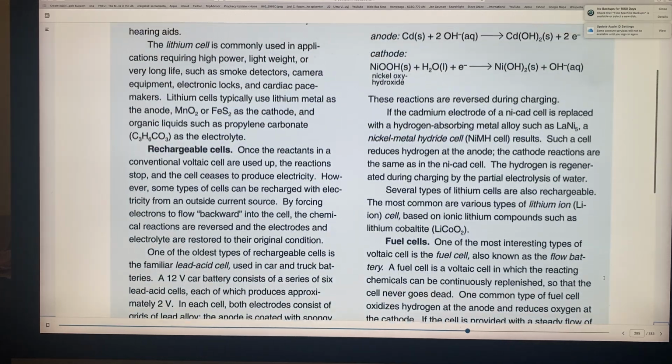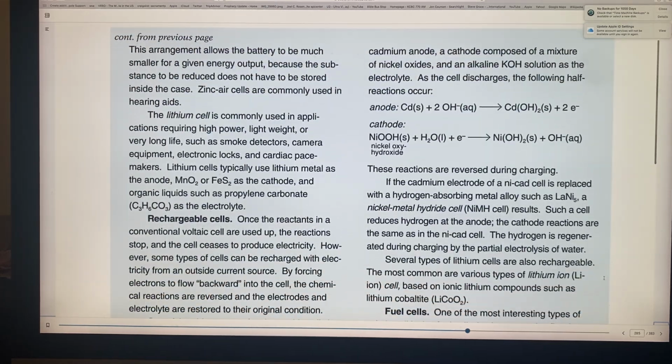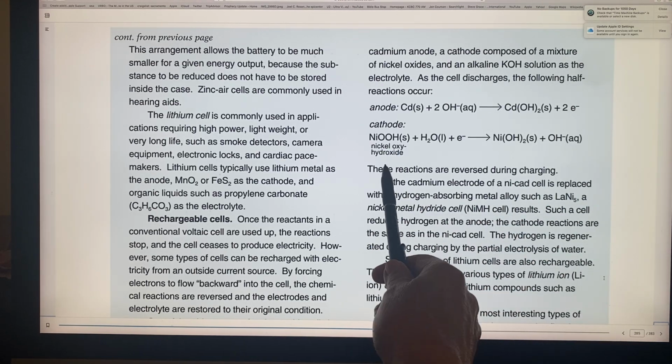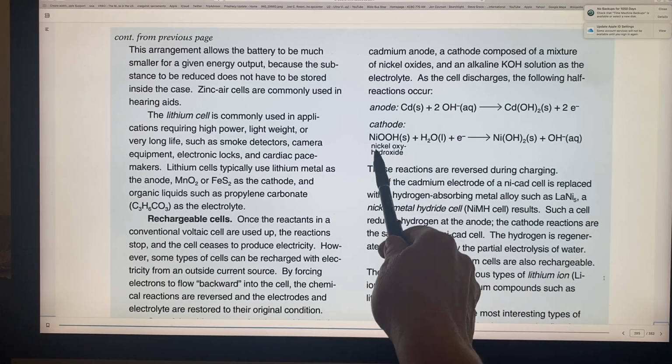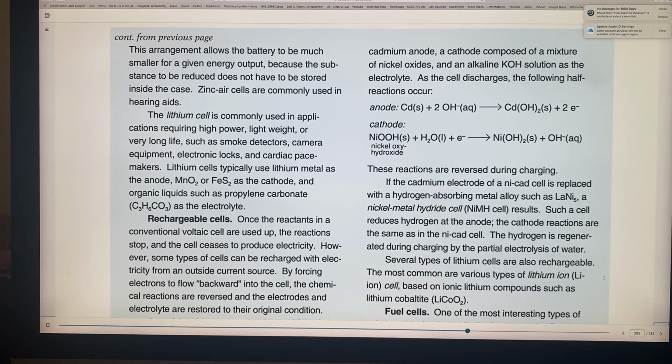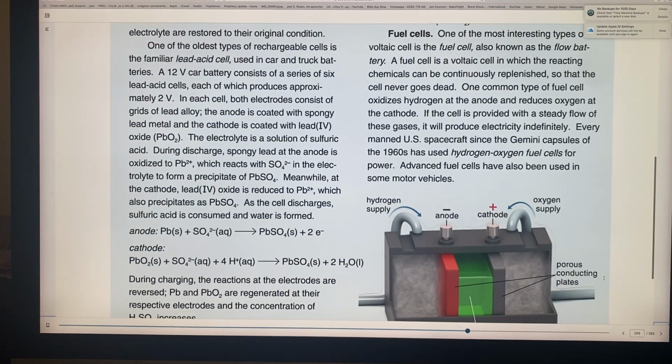But we also have a rechargeable with nickel. So nickel and cadmium, and nickel. And so here's the equation for you, if you want the equation. We have nickel hydroxide here in the midst, the cathodes. But these are reversed during the charging, so they can reverse the nickel. And even lithium cells can be recharged now. So let's go on to this last cell right here, the fuel cells.